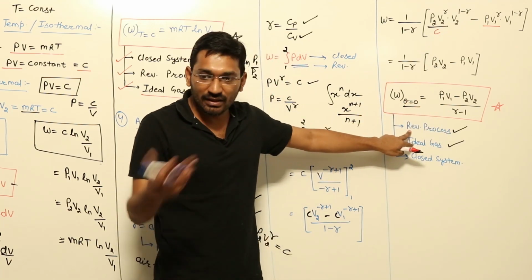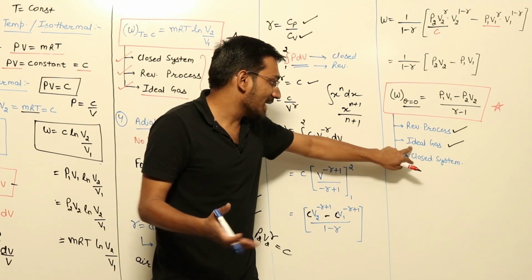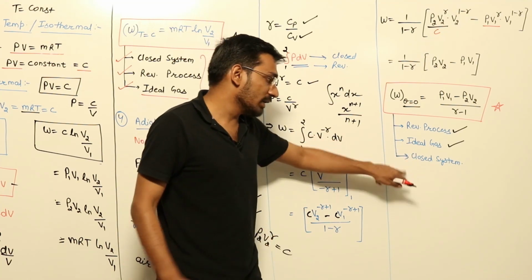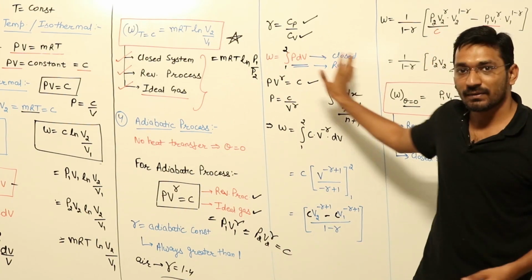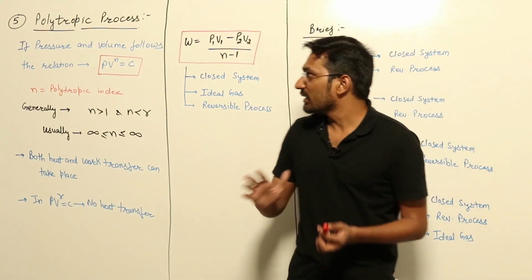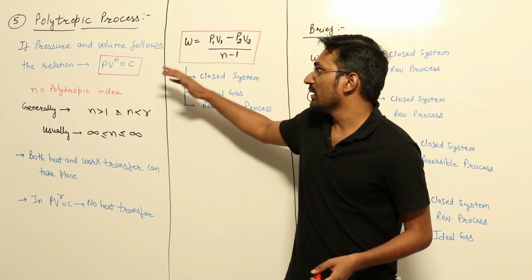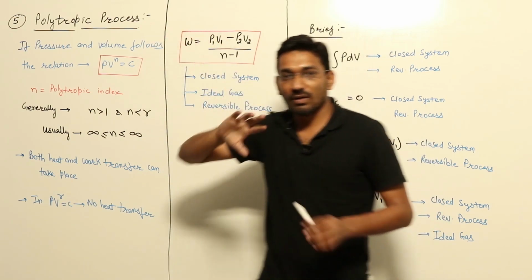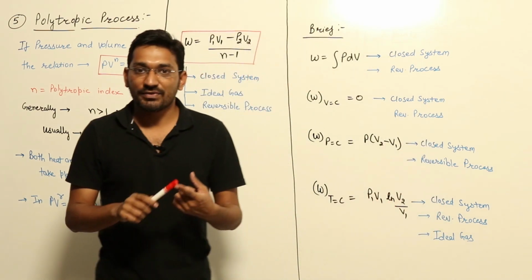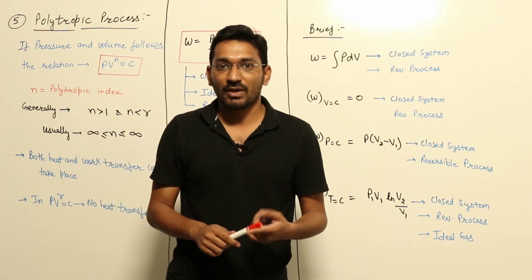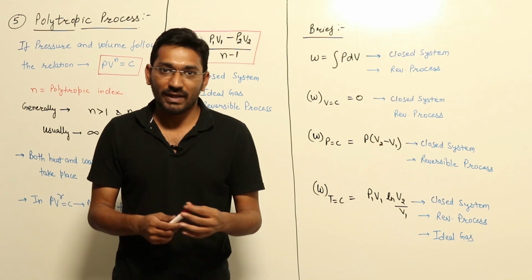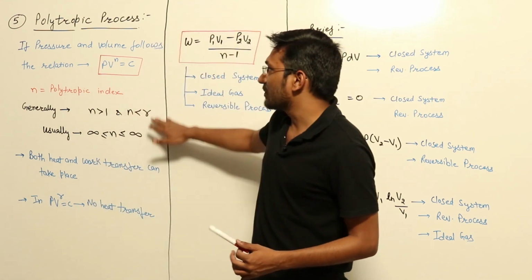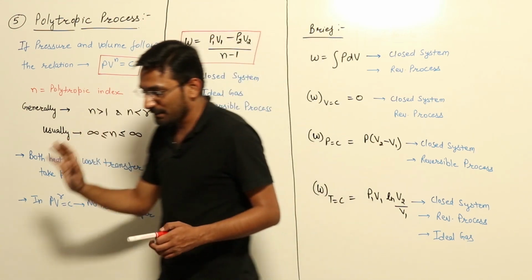If the process is irreversible or the gas is not an ideal gas or the system is not closed, this formula will not hold good. Last process from the thermodynamics point of view is your polytropic process. We already saw the work done in constant volume process, constant pressure process, constant temperature or isothermal process, and fourth one is your adiabatic process. This is the last process, which is polytropic process.